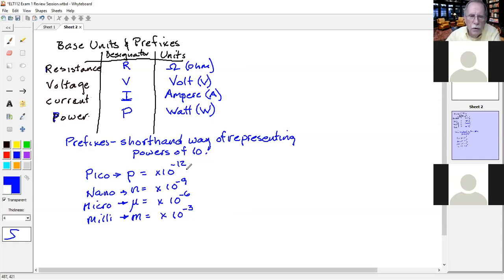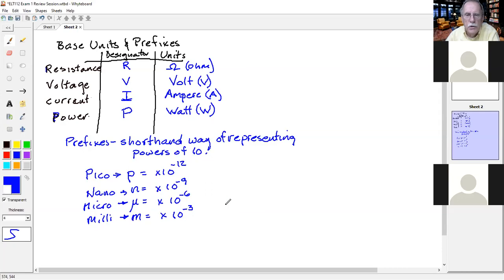Notice that they're all separated by steps of 3, so 3 to 6 to 9 to 12. So they're in steps of 3. That's the way engineering notation is. There are some other prefixes that are used with straight up scientific notation, but not usually in the world of electronics. So if you think about the world of electronics, you're going to see these prefixes.